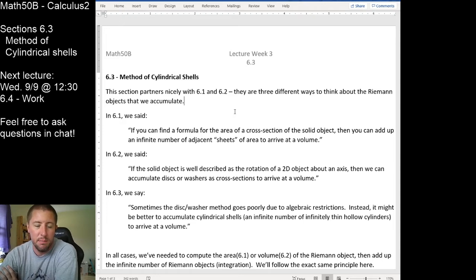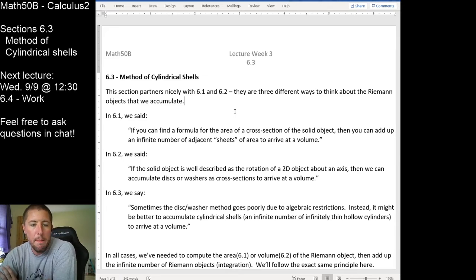Finding intersections of locations and all this stuff out there got a little tough, right? So what we're going to see in 6.3 is that some of the places where we would have reached algebraic roadblocks are not going to be such a big deal for us in this case. We shouldn't have to be doing a lot of this switching back and forth between solving for x and solving for y if we're appropriately using the cylindrical shell method.